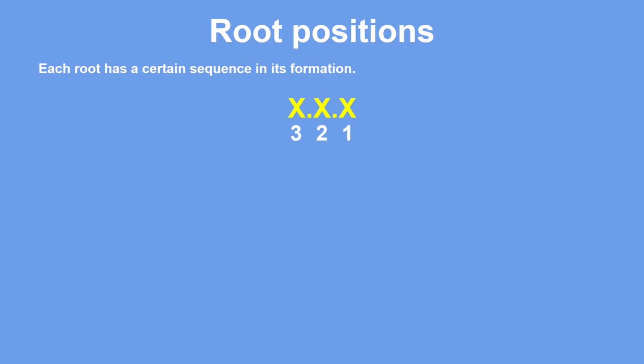And now let's talk about the concept of root positions. So each root has a certain sequence in its formation. So we know that the root will be represented as follows. We should always keep in mind that this one is the first root letter, the middle one is always the second root letter, and the left one will always be the third root letter. Why in this order? Well, simply because in Hebrew, everything is written from right to left. It doesn't make sense, does it?